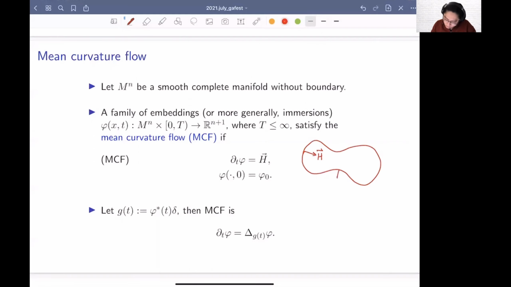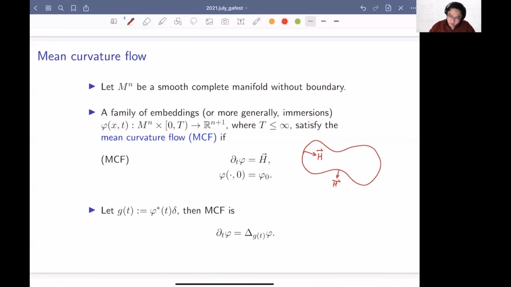we can figure out the mean curvature vector at each point along the curve, and we basically want to deform the curve in the direction of the mean curvature vector. And the same idea applies to higher dimensions. So this is the mean curvature flow.